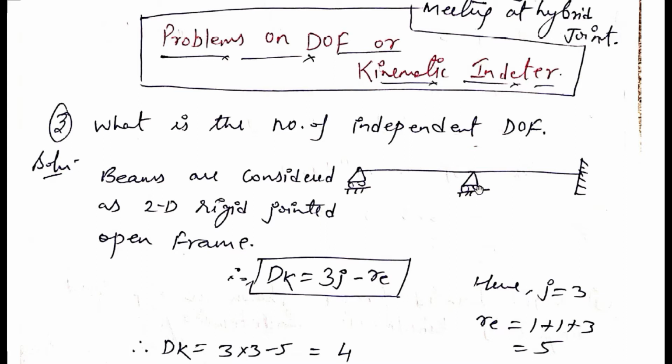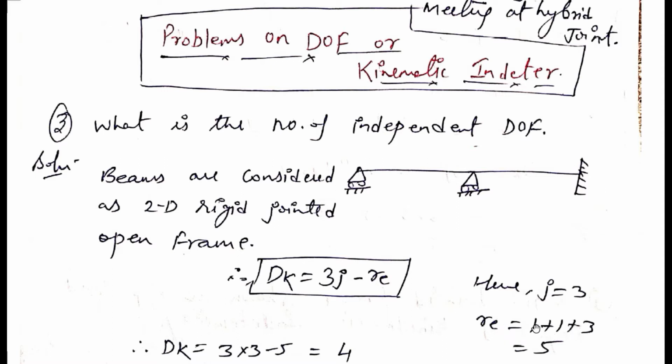This is a roller support, and this is a fixed support. We know beams are considered as 2D rigid jointed open frames, and for that case the dk value will be 3j minus re, where j is the total number of joints, including unsupported, supported, hybrid or rigid joints, and re is the number of external independent support reactions. For a roller support re is 1, and for the fixed support re is 3: one horizontal, one vertical, and a moment.